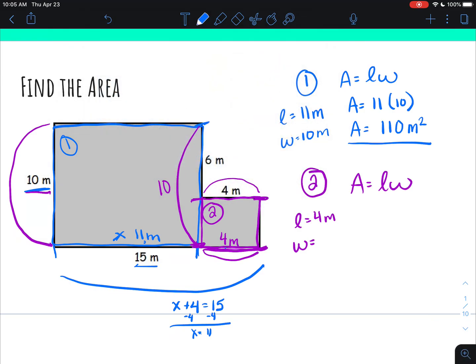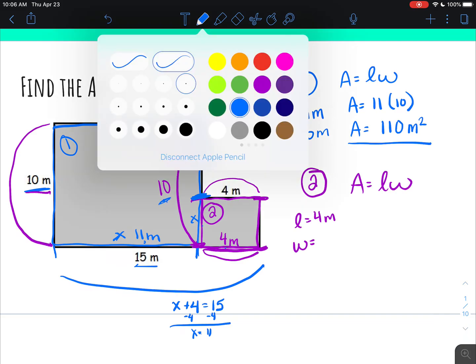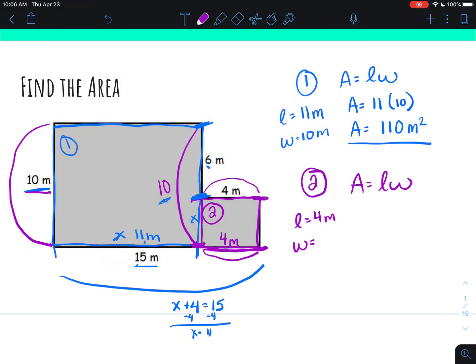So I already know that this piece right here is 6. So 6 plus what, which we don't know, it's x, will get me to 10. So these two pieces combined get me 10. So I actually know that 10 minus 6 is 4 meters. So this is actually a square, but you can use the rectangle formula, not a big deal.